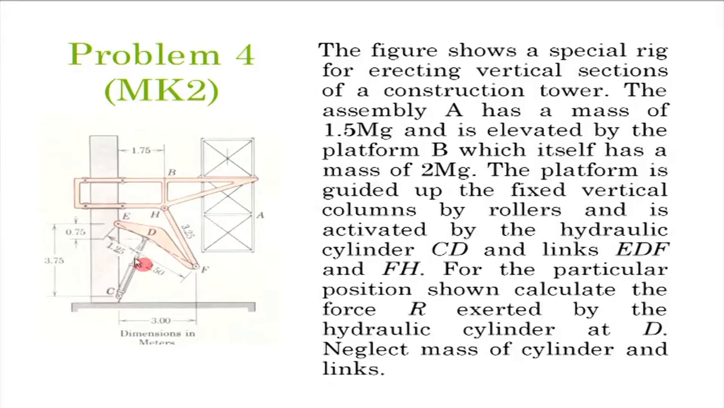But what is the purpose of this hydraulic cylinder? Let us ask ourselves a question: what happens if this link FH is not present? Now if this link FH is not present, then there is nothing to prop this assembly and keep it in equilibrium. So this FH is essentially providing a vertical force to keep this system in equilibrium. Now let us ask ourselves what if this hydraulic cylinder were not doing its job? What this link is doing, it is providing a vertical force to keep this in equilibrium.